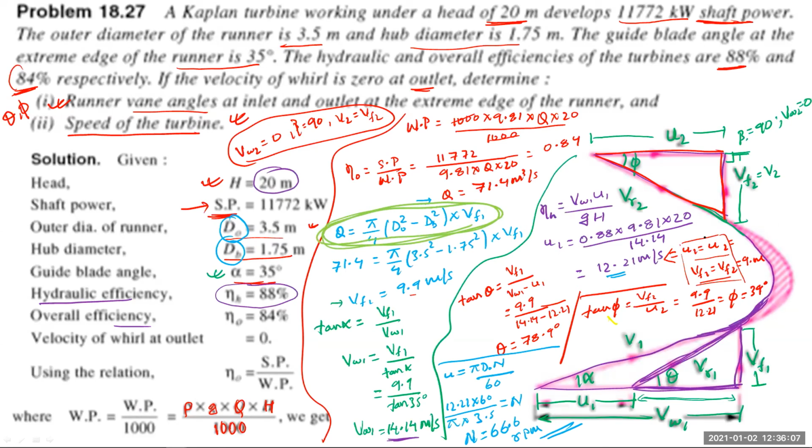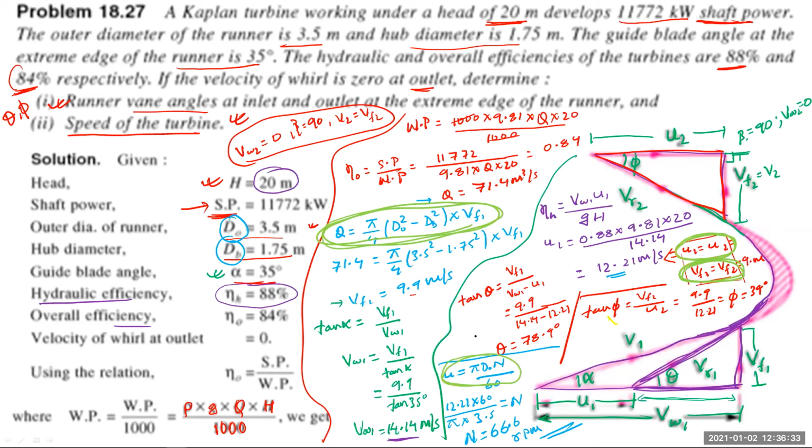The next thing that you have to keep in your mind: U1 equals U2, and Vf1 equals Vf2, and U equals pi d naught n upon 60. If you keep these things in your mind, then you will easily solve every numerical of your Kaplan turbine.